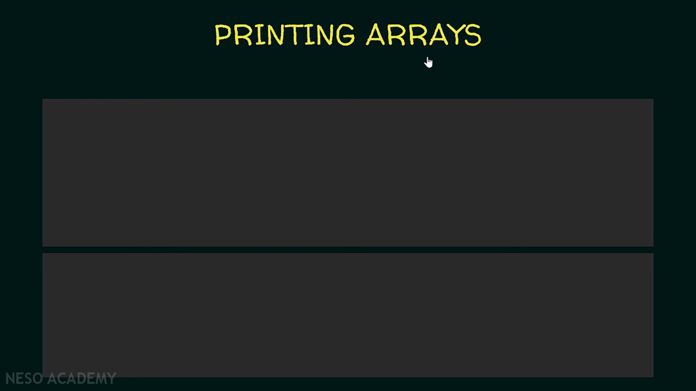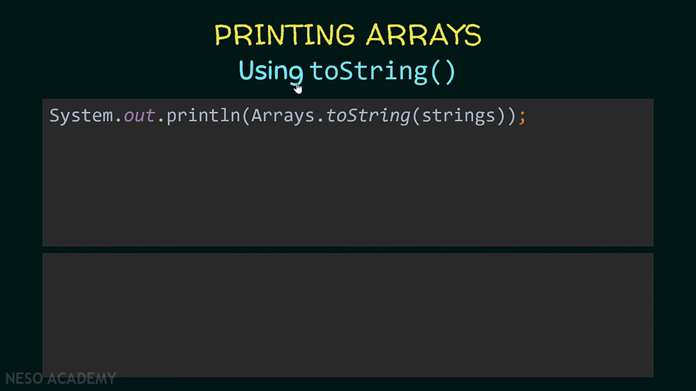Now let's talk about printing arrays. The arrays class has a method that is called toString, which returns a string representation for an array. So suppose that I use the println method, and after that I'm using the arrays class and I'm calling the toString method and I'm passing the strings array. So the toString method will return a string representation for the strings array. And this over here will be the output.